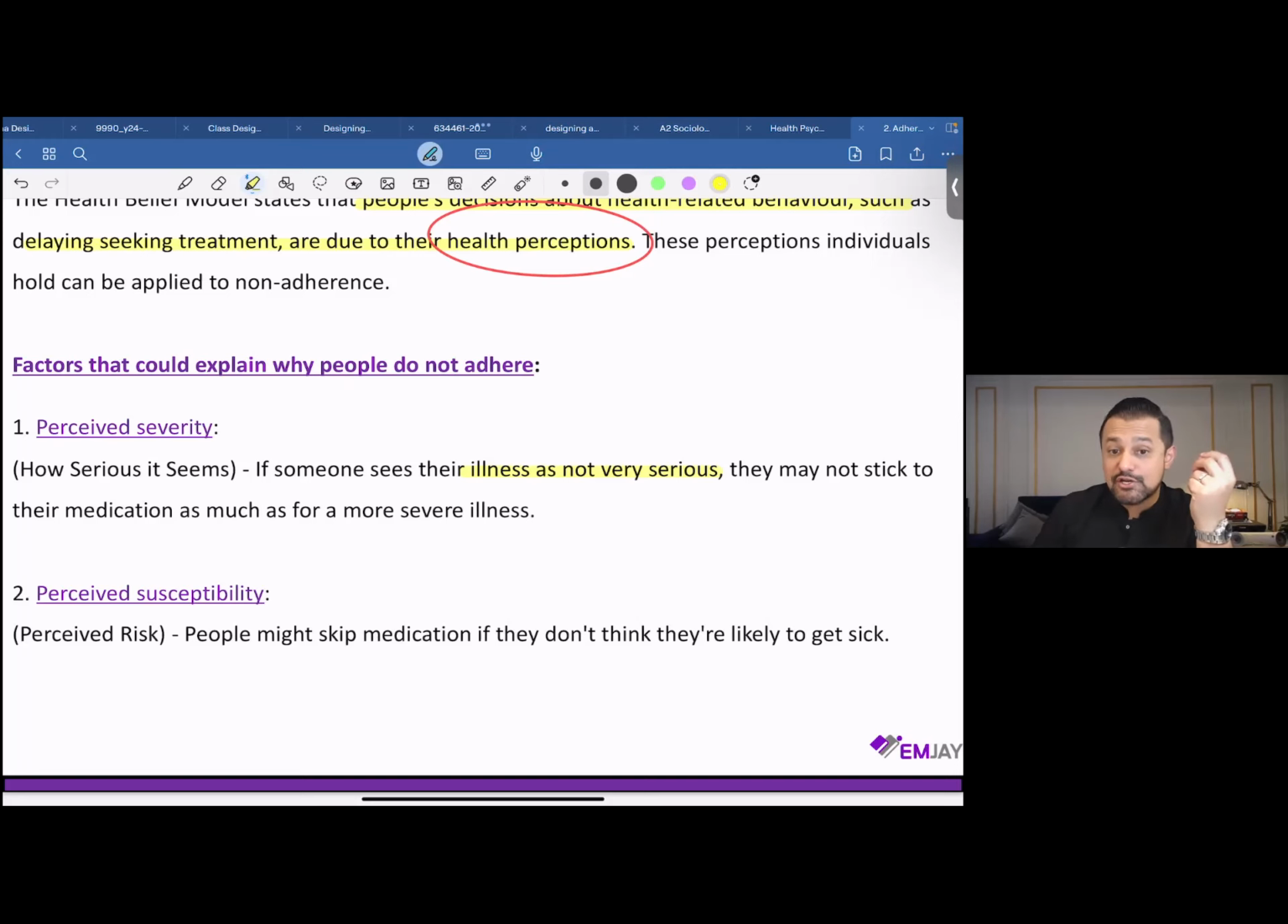People might skip medication if they don't think they're likely to get sick. So when you feel like you're more susceptible, more vulnerable, more at risk, the likelihood of you skipping a medication is lower, right? However, if you perceive that the risk involved in not taking a particular medicine is low, your non-adherence might be high, right? If you feel like the risk is low, you might not adhere to the medical advice.